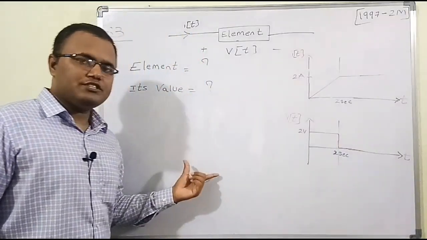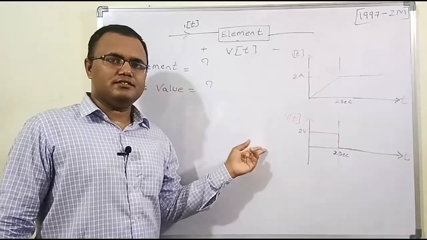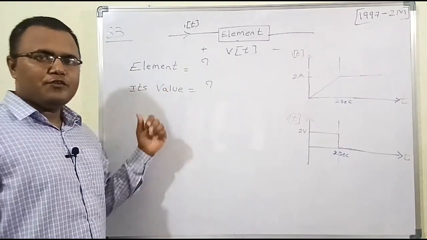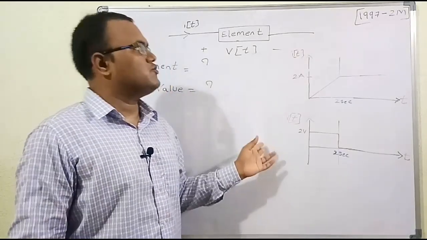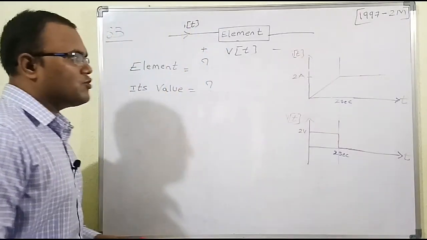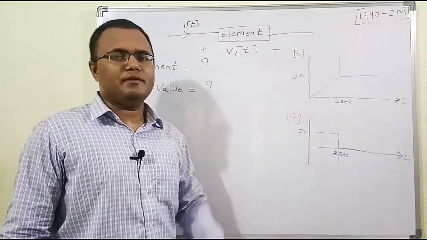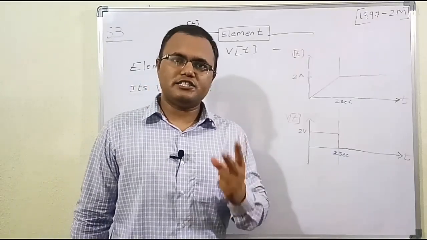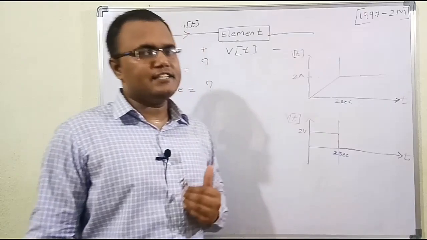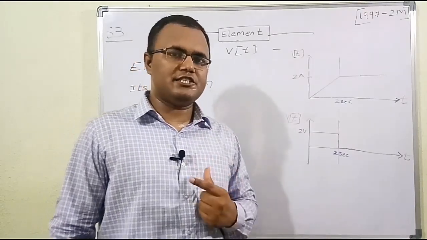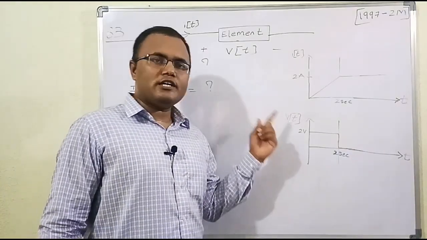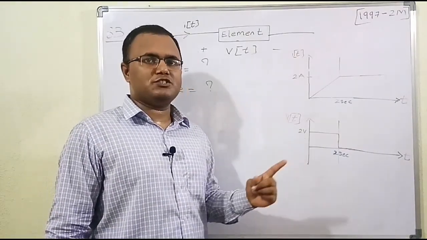The main aim of this question is, they have given the graphs, and we need to find the nature of the element and its value. This question was given in GATE 1997 for 2 marks. In electrical engineering there are 3 elements which we know: resistor, capacitor and inductor. First let us write the equations for these 3 elements, and then we need to find what type of element it is based on the expressions we write.